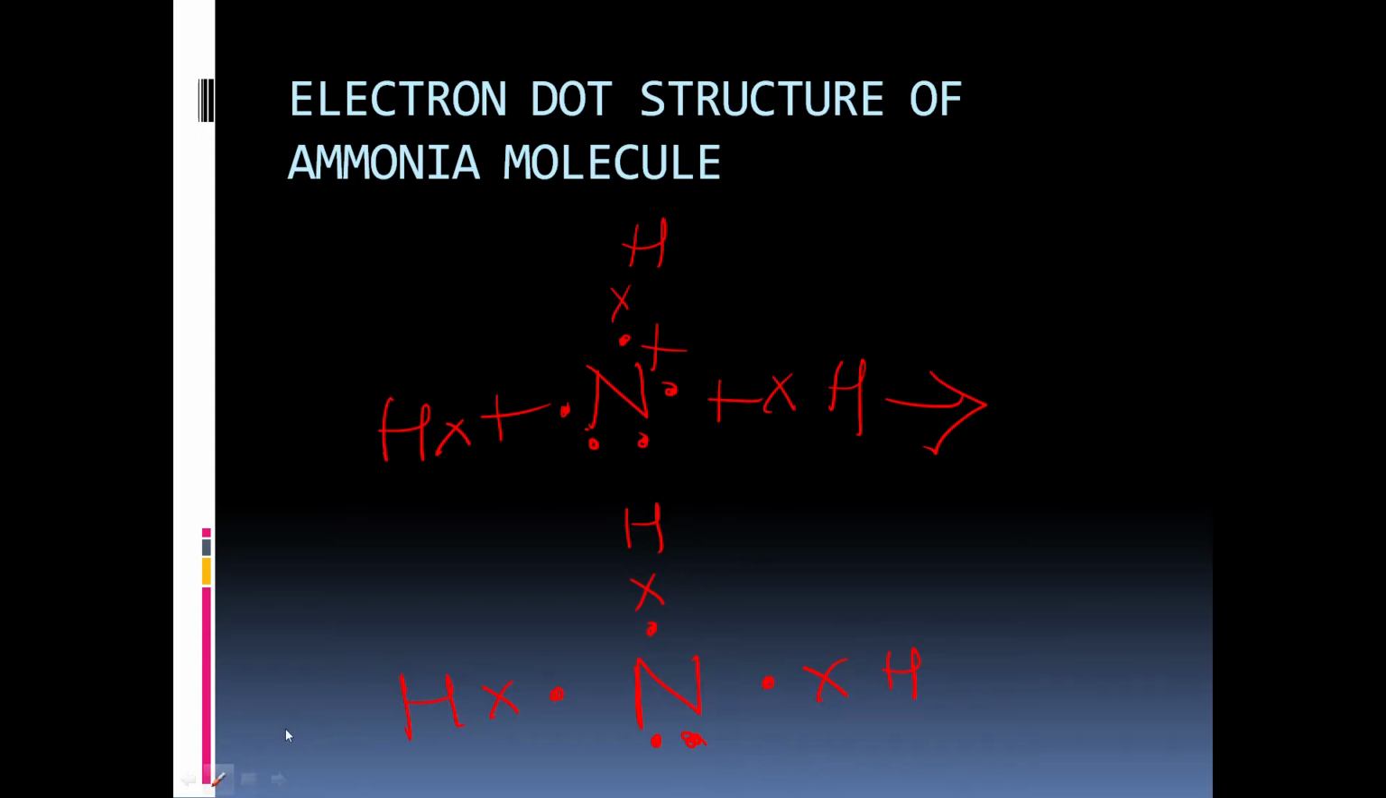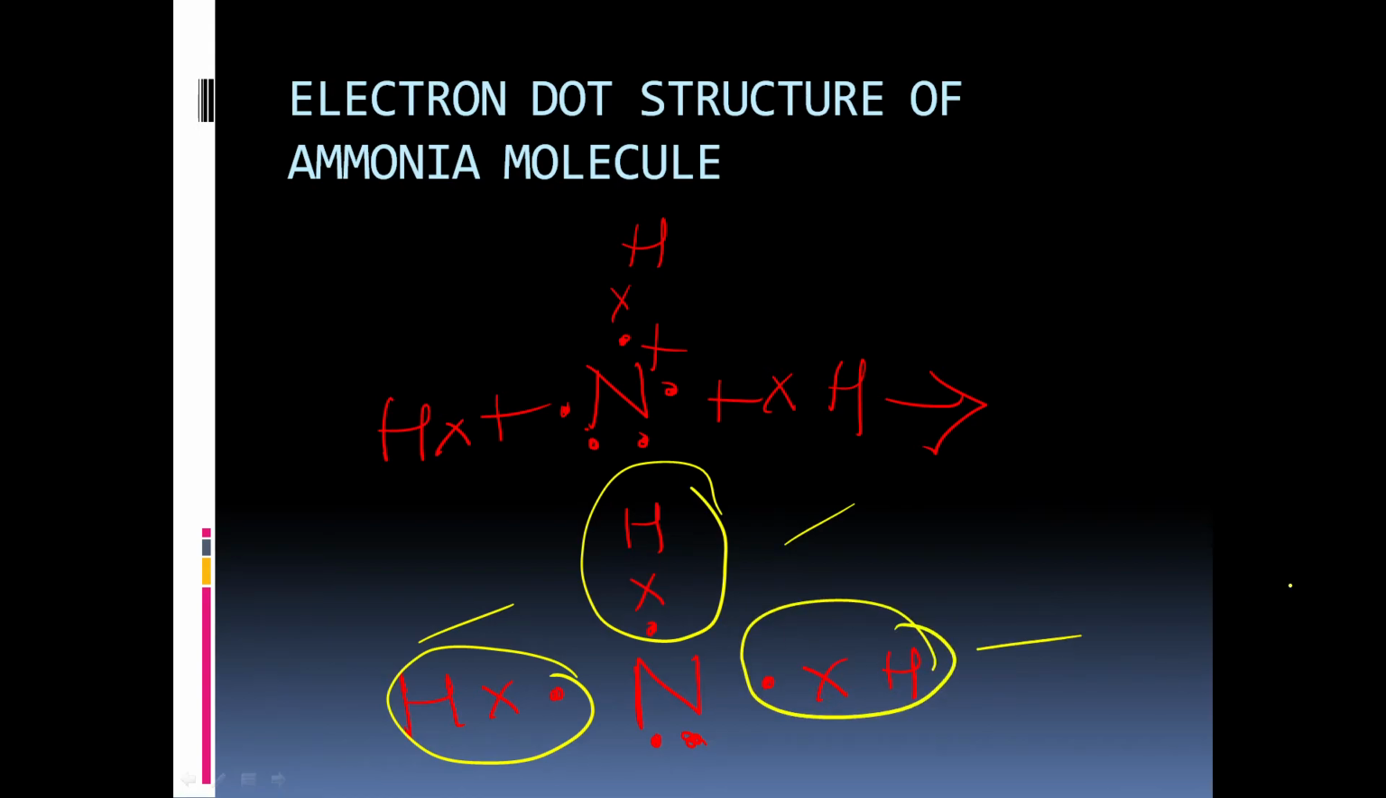So in order to understand the bonding, see, this hydrogen completed its duplet, so it is stable. This hydrogen completed its duplet, it is stable. This hydrogen completed its duplet, it is stable. Now nitrogen wants to complete its octet. Now how is it going to complete its octet? Let's see that.